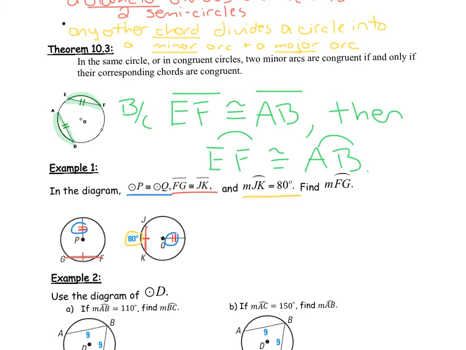Because we know that segment FG is congruent to segment JK, we know that arc FG must also be congruent to arc JK. So because the measure of arc JK is 80 degrees, the measure of arc FG will also need to be 80 degrees. And again, that is because the chords are congruent.